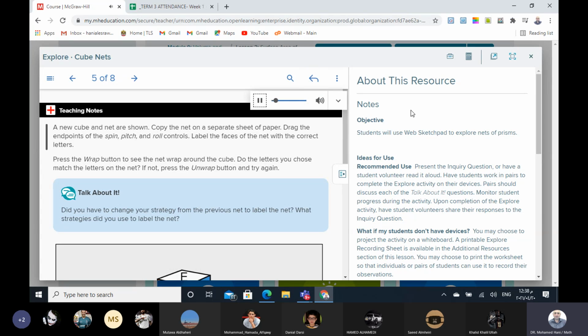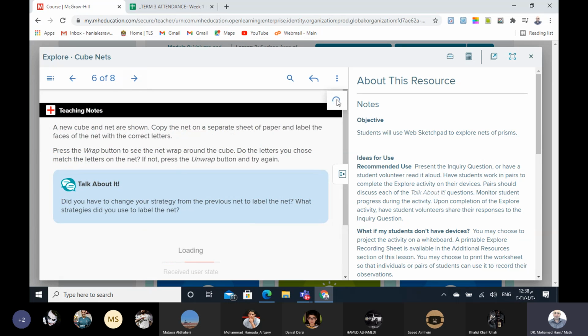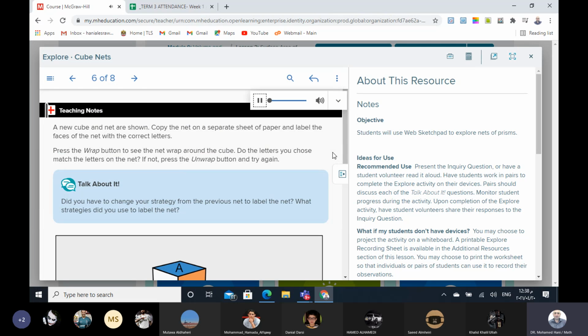Teaching notes. A new cube and net are shown. Copy the net on a separate sheet of paper and label the faces of the net with the correct letters. Press the wrap button to see the net wrap around a cube. Do the letters you chose match the letters on the net? If not, press the unwrap button and try again.